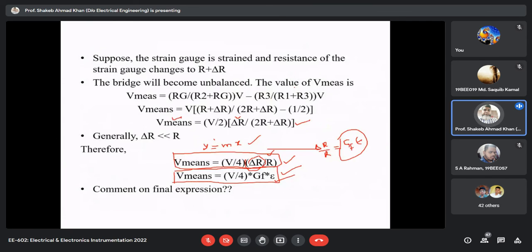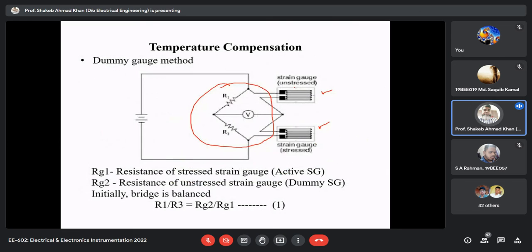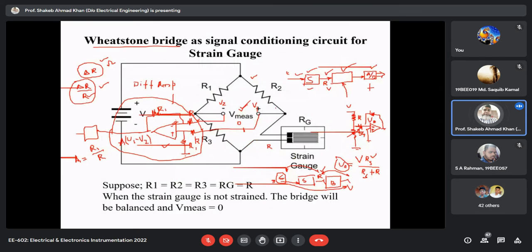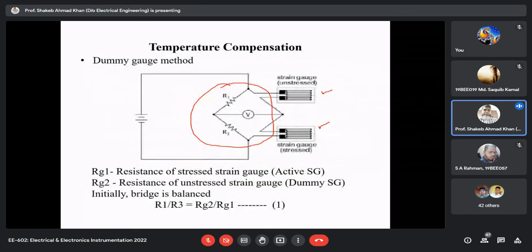So this system will also work the way the earlier system was working, but it will give another advantage, that our output will not vary with the temperature. And how it is done, I'll discuss on the next turn.